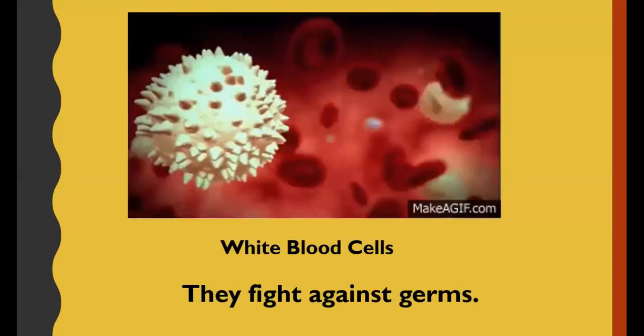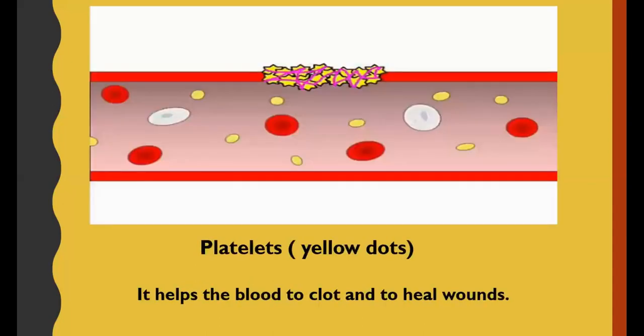Now platelets. In this image, can you see the yellow dots? Yes, these are the platelets. They help our blood to clot and to heal wounds. For example, if we get any injury, after some time our injury heals on its own. Why? Because we have some platelets in our body, and they heal our injuries. And what is the second function of platelets? They help the blood to clot. And what do I mean by clot? See this image.